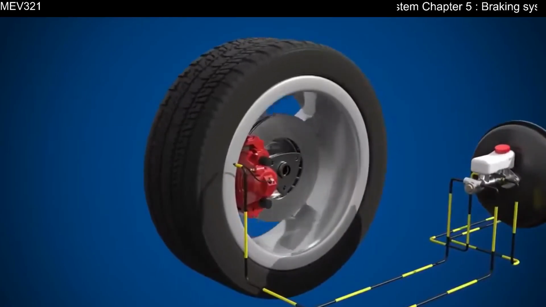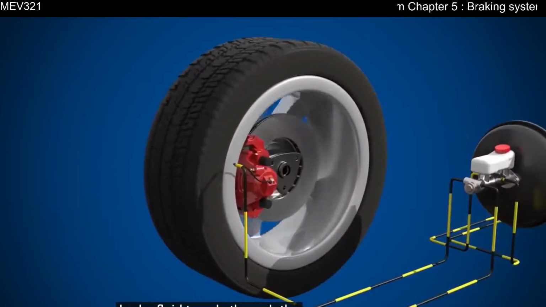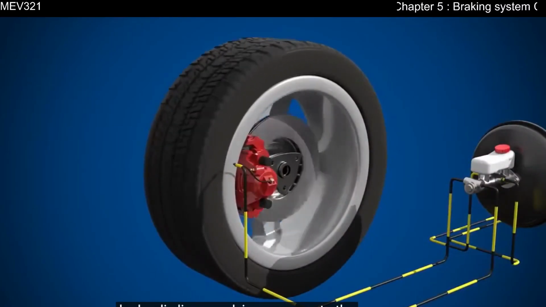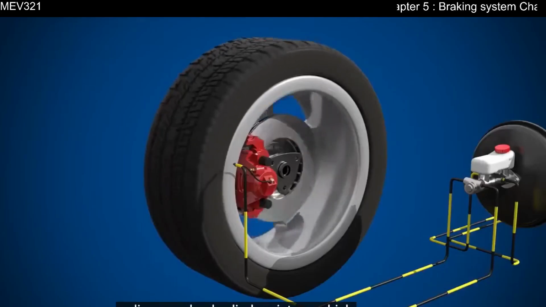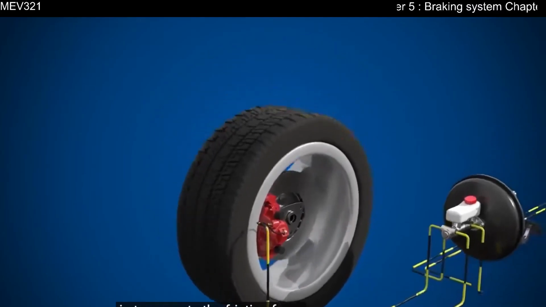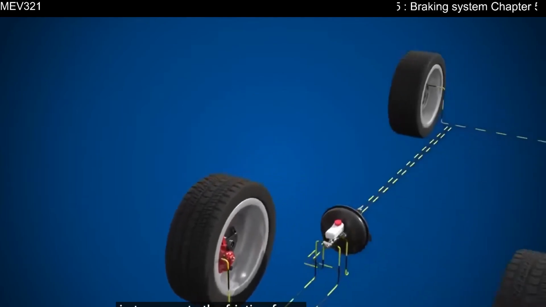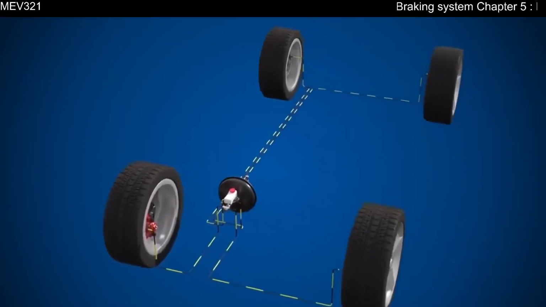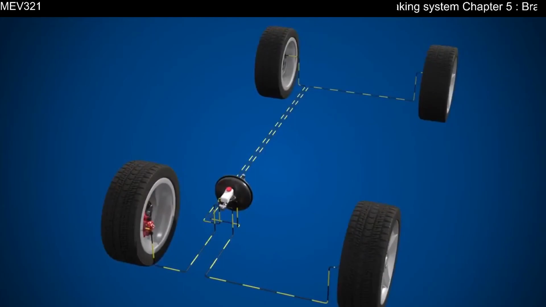Brake fluid travels through the hydraulic lines, applying pressure to the caliper or wheel cylinder pistons, which in turn create the friction force required to slow the wheels. And that's the basics of how a hydraulic brake system works.